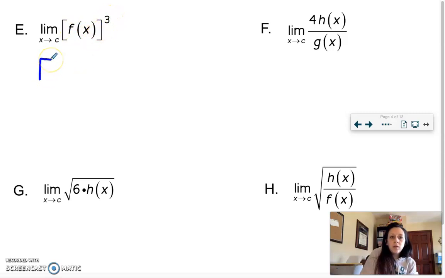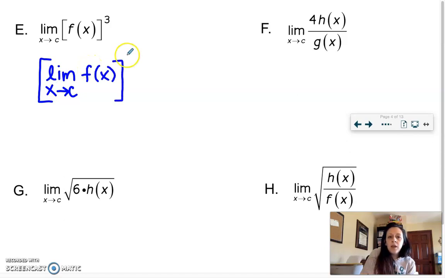So the way that this would work is I would take the limit as x approaches c of f of x, and whatever that answer is, I'm going to raise that answer to the third power. So I'm just kind of like switching where the power goes and where the limit goes. So the limit, that one was 4, right? So that would be 4. And then I would just need to do 4 to the third power, which is 64.